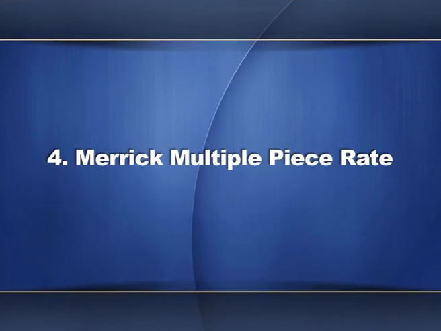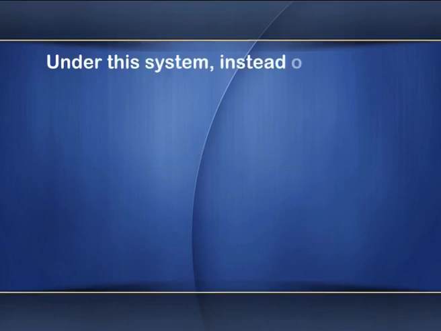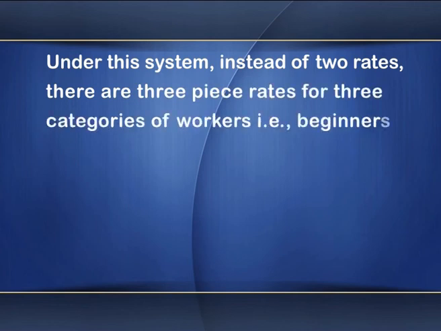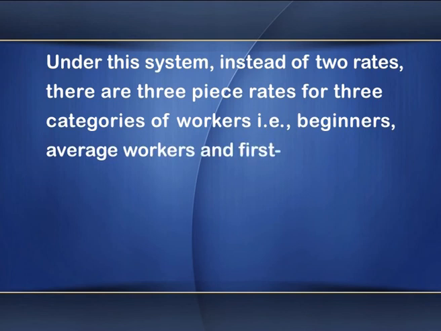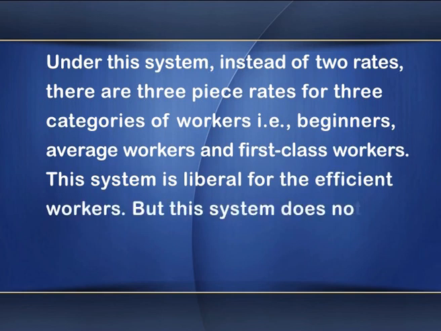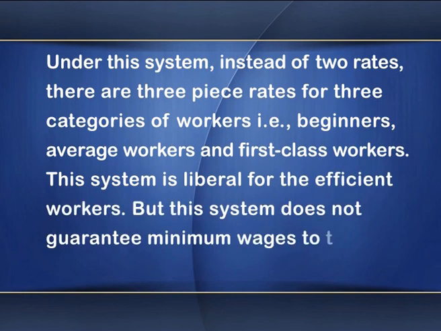Number 4, the Merrick multiple piece rate. Under this system, instead of 2 rates, there are 3 piece rates for 3 categories of workers, that is beginners, average workers and first class workers. This system is liberal for the efficient workers, but this system does not guarantee minimum wages to the workers.